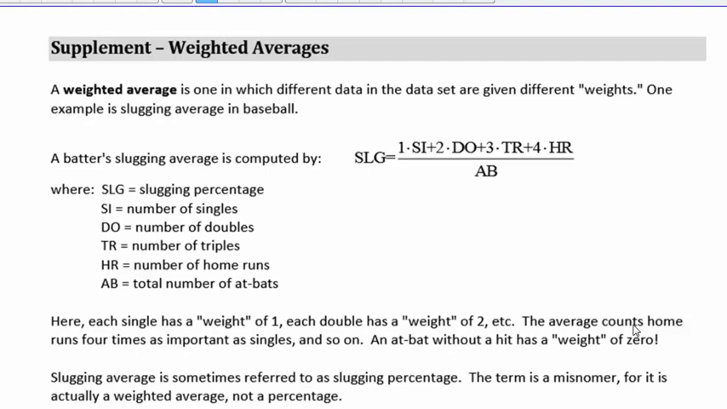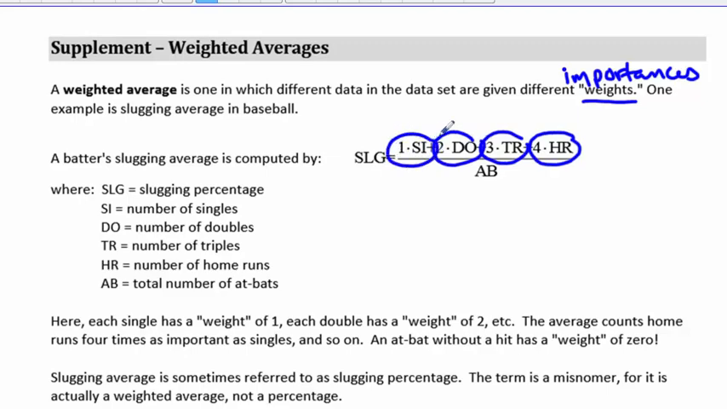This section is on weighted averages. A weighted average is one in which different data in the data set get different weights or importances. For example, a batter's slugging average is computed by 1 times the number of singles, plus 2 times the number of doubles, plus 3 times the number of triples, plus 4 times the number of home runs. This gives a home run more importance than a triple or a double or a single.